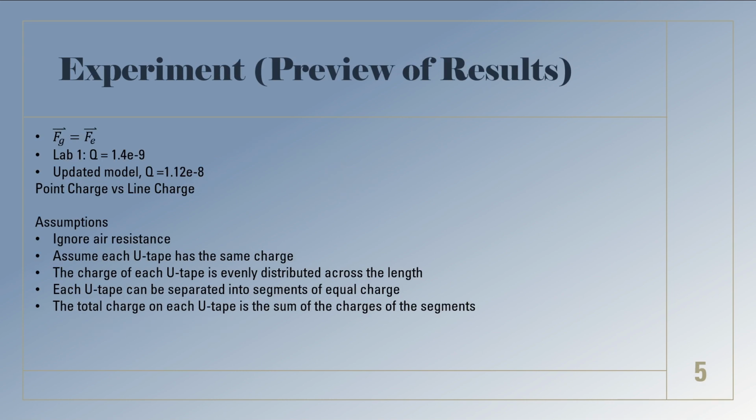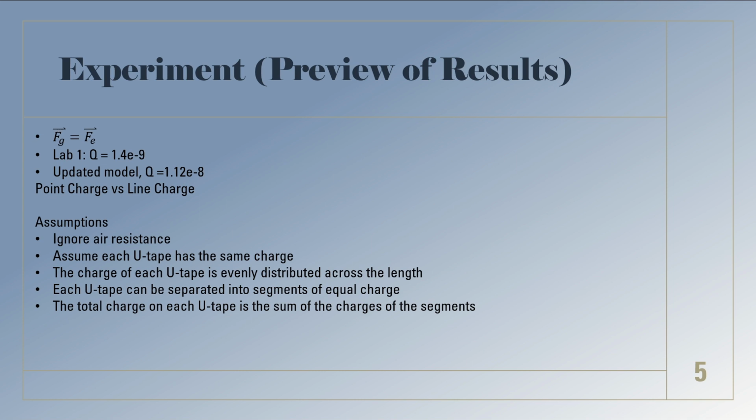In this lab, we are going to need some results from lab 1 to compare to this lab. As you can see from lab 1, we found the charge was 1.4 E negative 9, while the Q we got from our lab today is 1.12 E to the negative 8. From this, we can see that they are not the same.